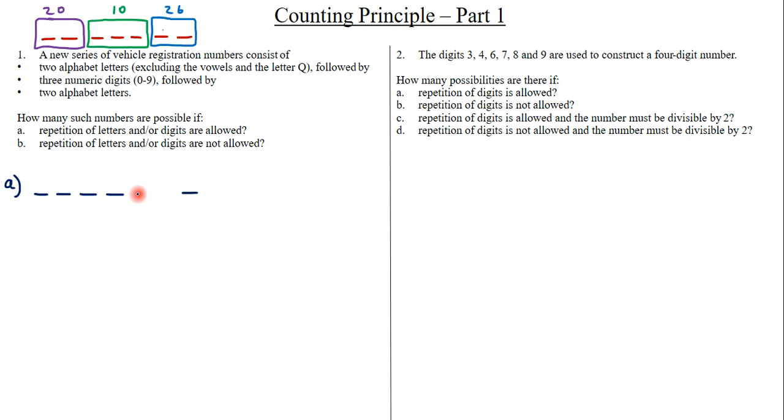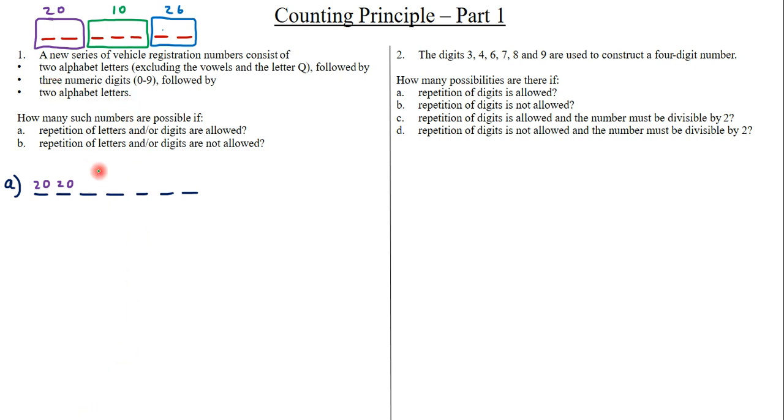Let's start with the first part. With the first two spaces, we're working with alphabet letters, and we know that we have 20 letters that we can use. So in this first space we will have 20. Because repetition is allowed, the letter I've used here I can still use in the second space, so this is also going to be 20. Now I'm going to move on to the next part.